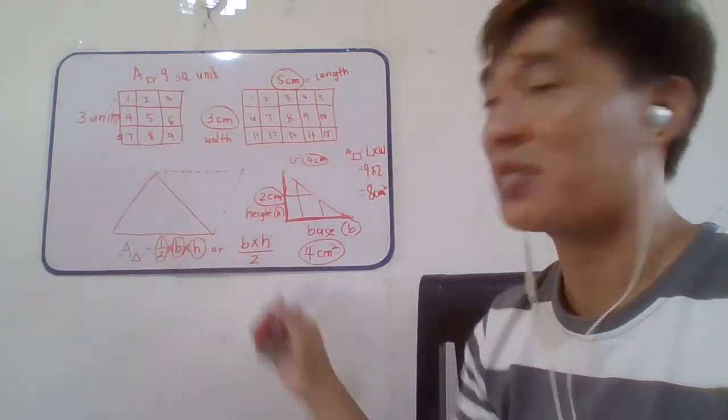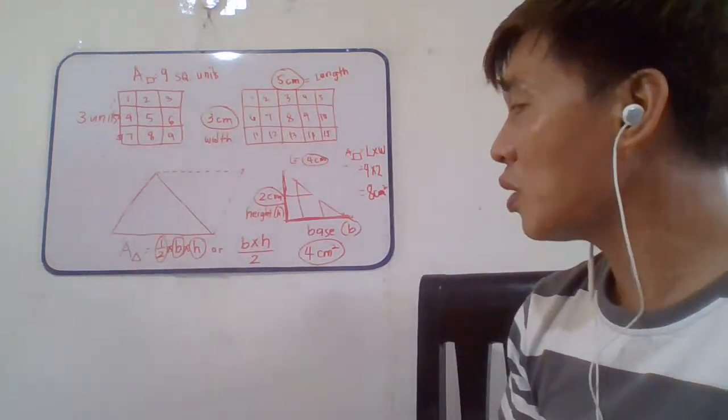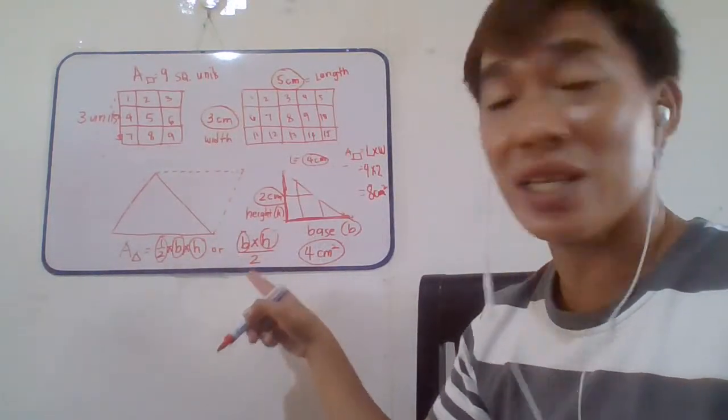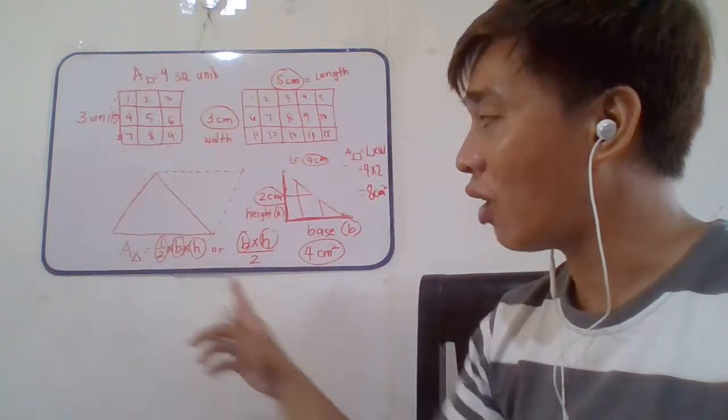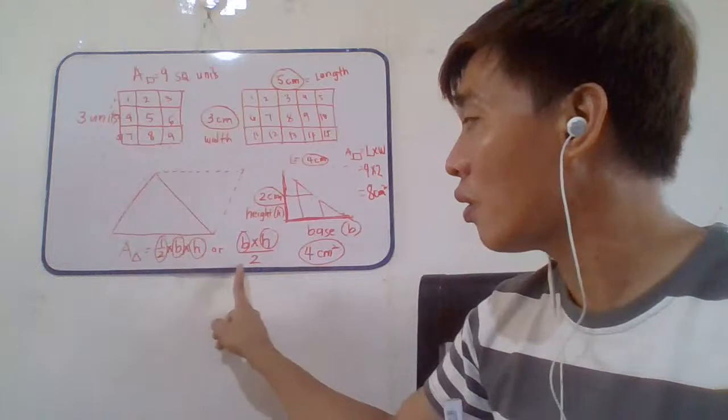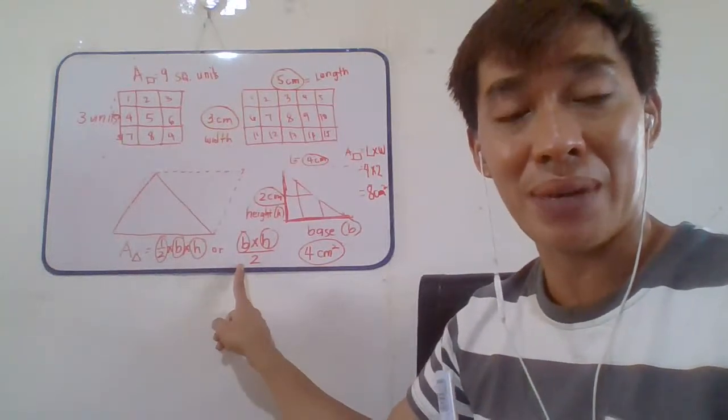So 1/2 times base times height. Okay? Or you could simply multiply the base and the height and divide it by 2. That's why we have an option to use this as a formula in getting the area of the triangle, or you could use base times height divided by 2.